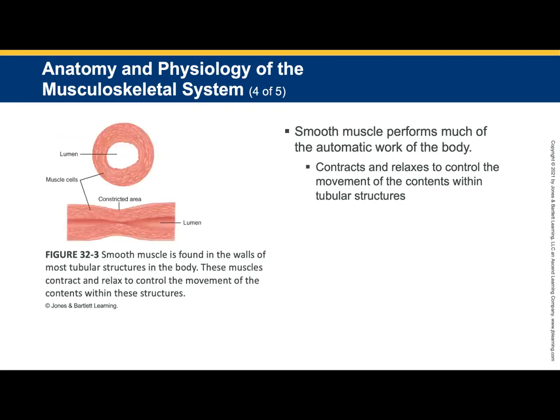So your smooth muscles, again, these are involuntary also. They perform the automatic work of the body. These are found in the walls of those tubular structures of the body, and they contract and relax to control the movement of the contents within these structures. So again, we talk about around the large and small intestines. It helps process through there. You see how it'll have the lumen, a constricted area, and these just kind of move. The way that I remember these is like snakes. They move and process the food through the whole parts of the body. That's just the way that I process it and remember it.